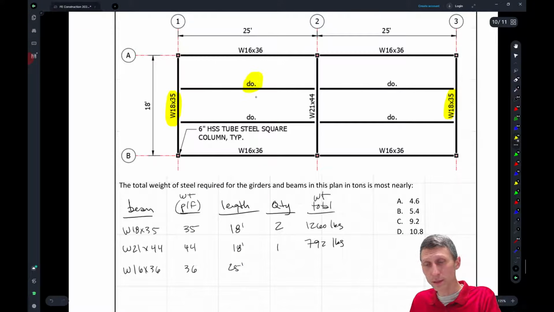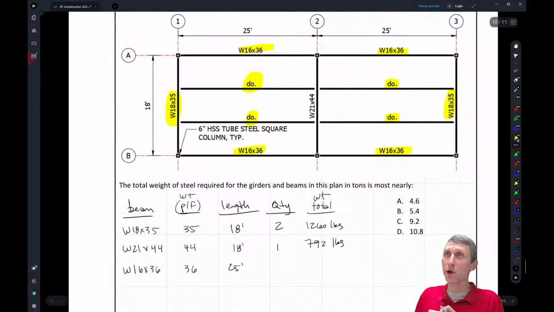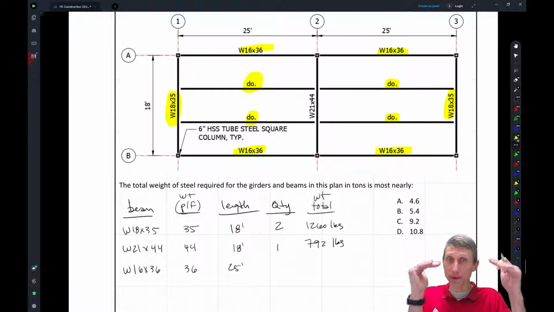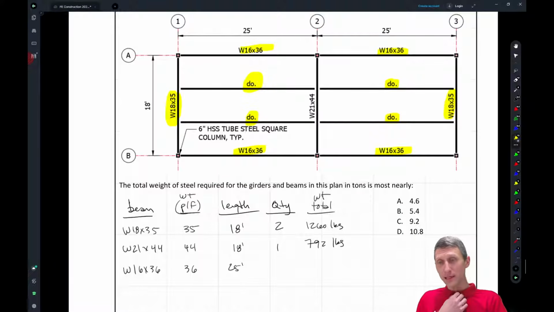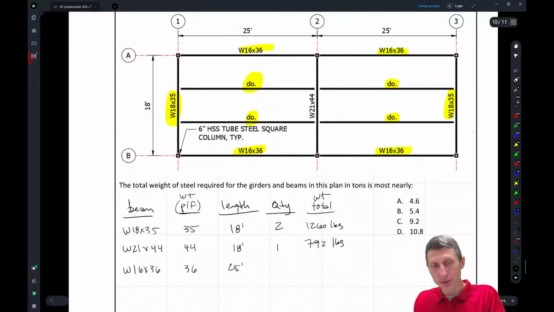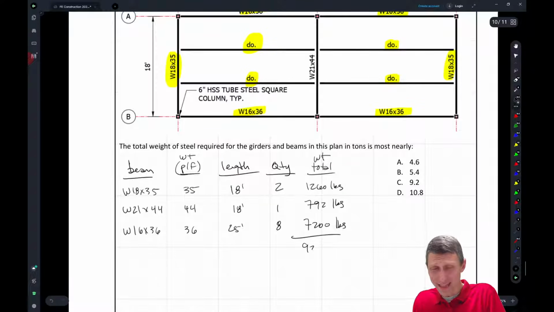And what in the world does DO mean? So we know we have 1, 2, 3, 4, and DO does not mean dissolved oxygen. It's a nomenclature that gets thrown on structural steel drawings that means ditto, or in other words, repeat of what was above or below. So basically what that means is we're going to have 8 beams, and if we do all that out, I think I got like 7,200 pounds. We add all that up, I got like 9,252 pounds.